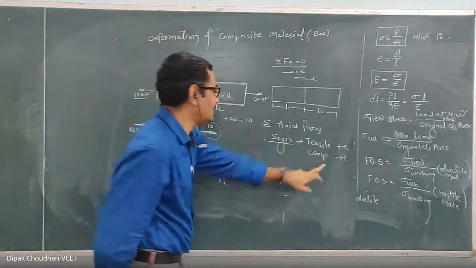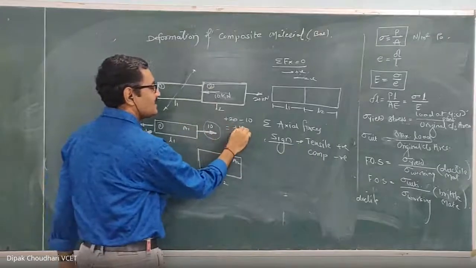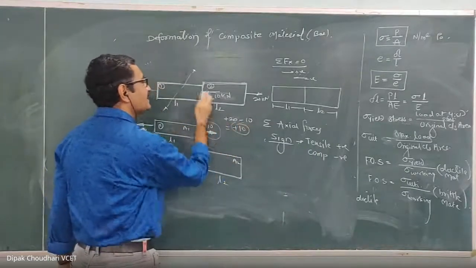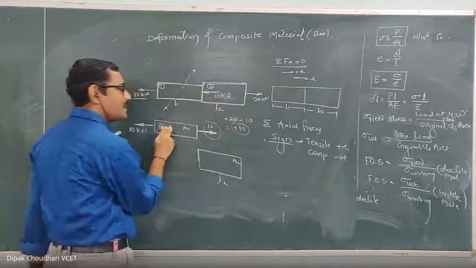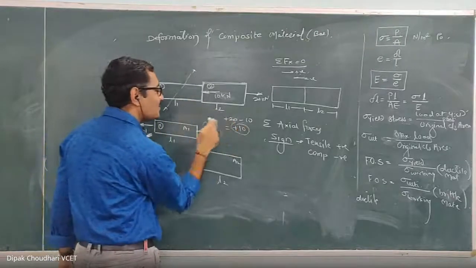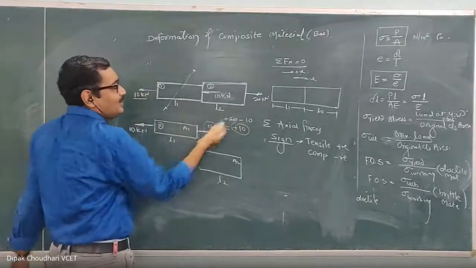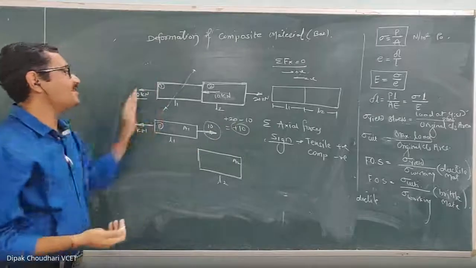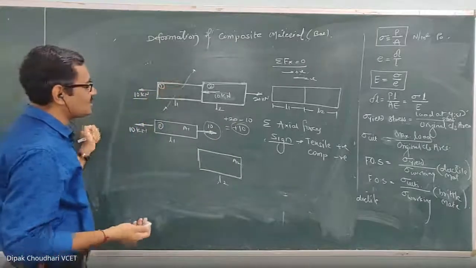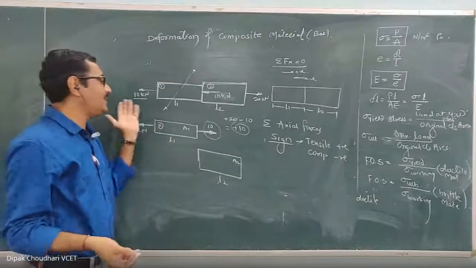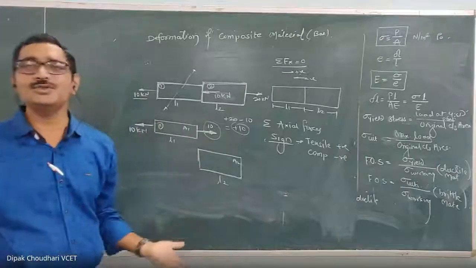We have to use this sign convention. So what is the summation? Summation is plus 10. Plus 10 means on right hand side of this part, here the tensile force of 10 kilonewton is acting. You can do this way also. Or take the algebraic summation of any one side of the section, which is easier to calculate. And directly for balancing on other side, you show the same force.